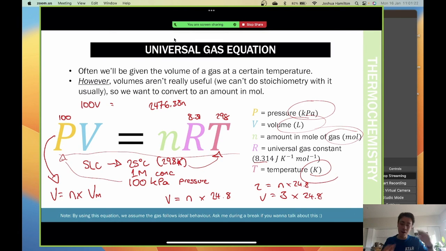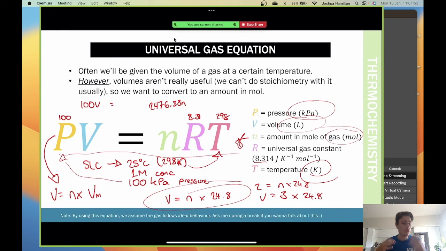However, VCAR will ask questions about this, and the one resounding comment they will make in their examiner's reports is that most students will still use this big long equation rather than going ahead and saying, hey, this is at SLC. I can just use this quick one here, which is what you should be doing. So really important, know this equation. It's at SLC conditions, which are standard laboratory conditions.